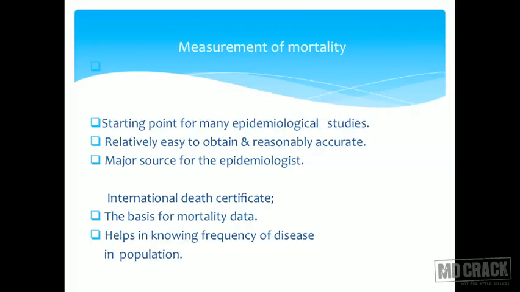Coming to the next slide, we will be dealing with measurement of mortality now. It is the starting point of many epidemiological studies. It is relatively easy to obtain and is reasonably accurate, because most of the doctors are fairly accurate in diagnosing the dead from the living, and it is a major source of data for the epidemiologist. Most often disease surveillance, health surveillance are not very good. So these data are easy to obtain. In fact, these are the easiest of the data to obtain, and therefore most of the time this is all that we have. Okay, so we do what we can with what we have. So usually this is what we have.